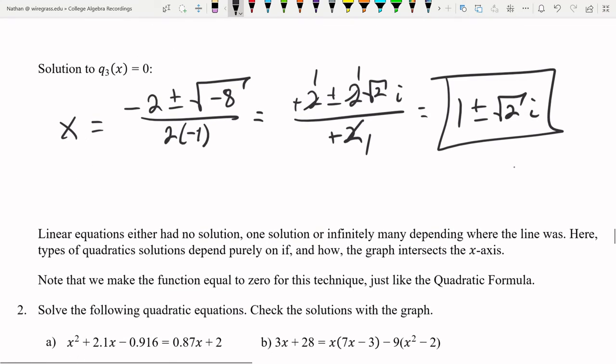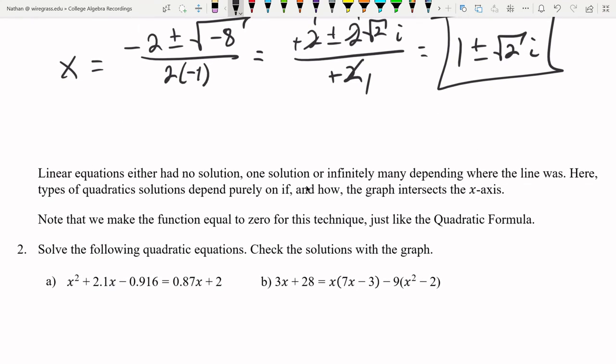Now, linear equations either had no solution, one solution, or infinitely many solutions. And that based purely depending on where the line was, right? If the line was in line with the x-axis, above it, or it crossed it in some angle. Here, the quadratic solutions depend purely on if and how the graph intersects the x-axis. There's always going to be 0, 1, or 2 solutions, never infinite, and then never anything besides those 3 possibilities.